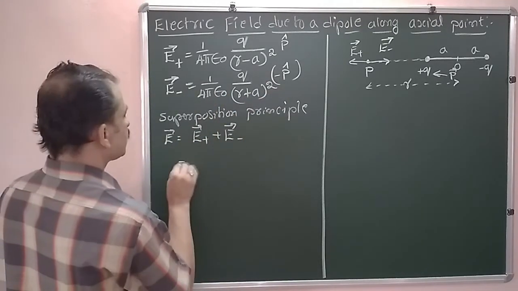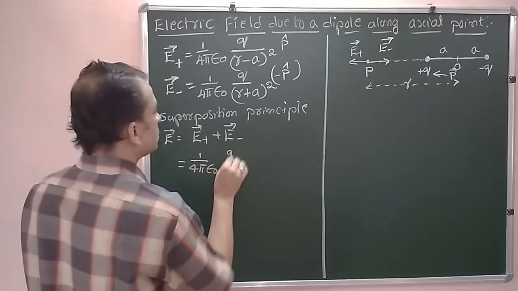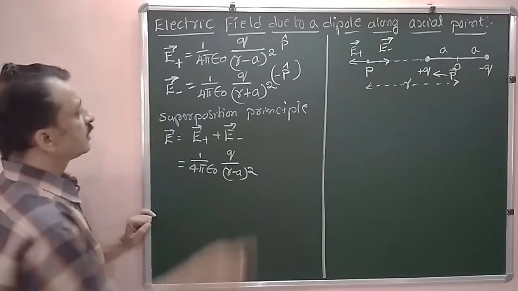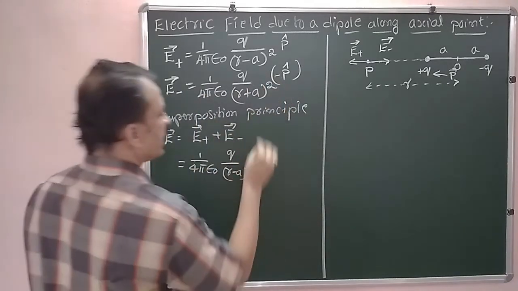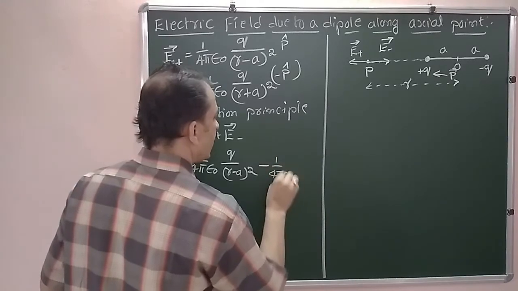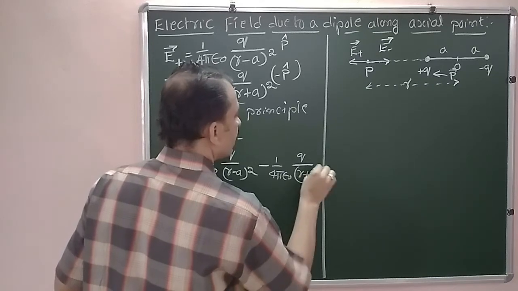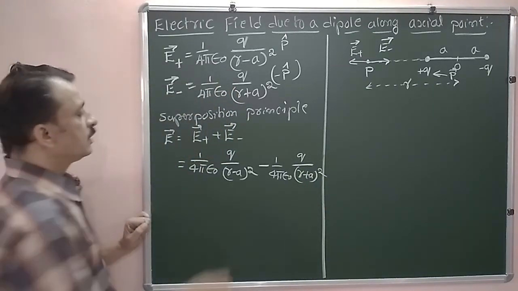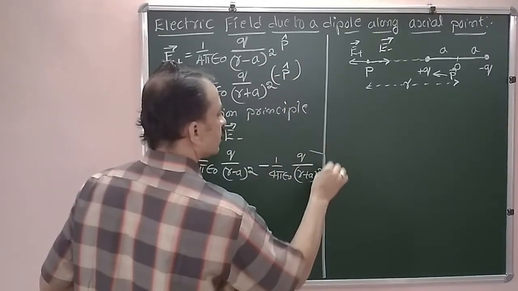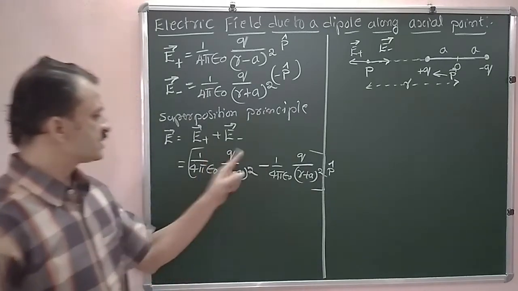Now substitute the values. The first one is 1 divided by 4 pi epsilon naught, q divided by (r minus a) whole square. For the second expression, we have a negative sign. I am writing that negative sign first: 1 divided by 4 pi epsilon naught, q divided by (r plus a) whole square. Now this p cap is a unit vector, I will write it on common outside. Clear? Now let me simplify these things.